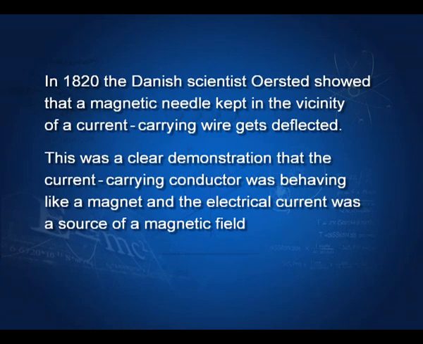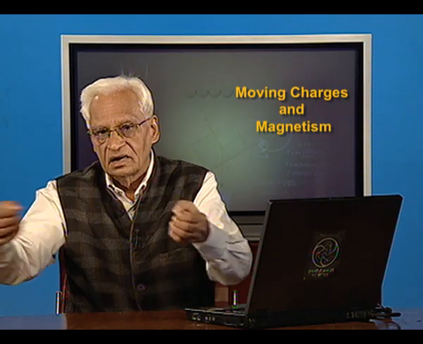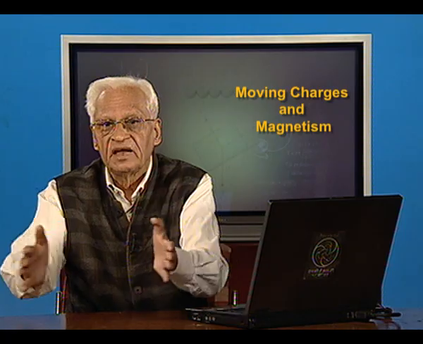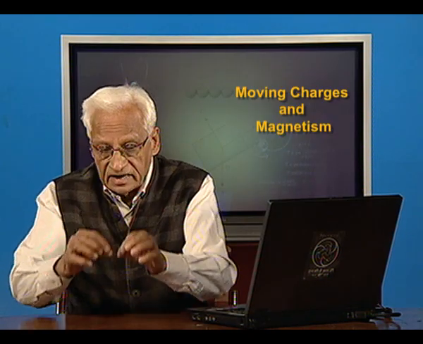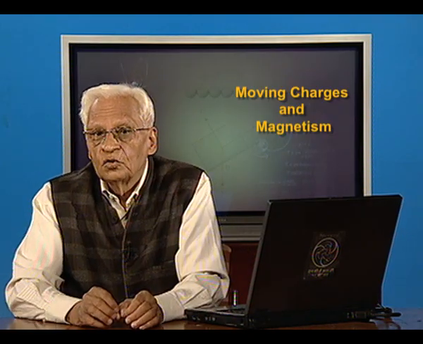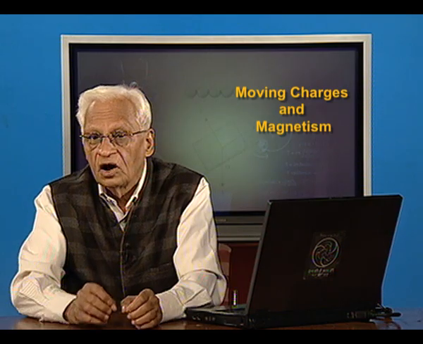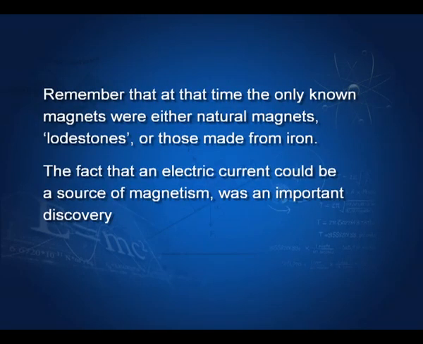This was a clear demonstration that the current carrying conductor was behaving like a magnet. That is, if you have a conductor which carries current, then it behaves like a magnet. Remember that at that time the only magnets known were the natural magnets, lodestones, or those made from iron. So, the fact that an electric current could be a source of magnetism was a very important discovery.